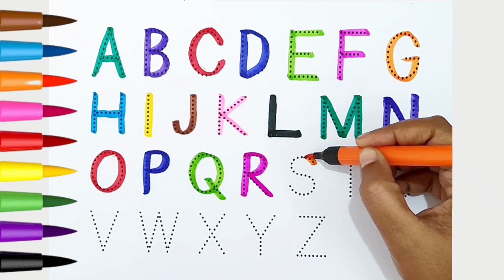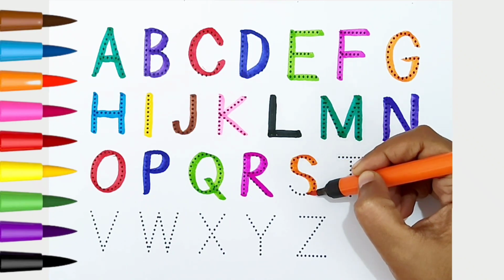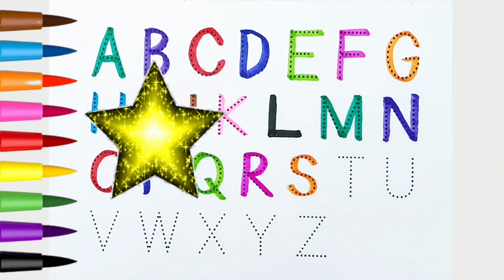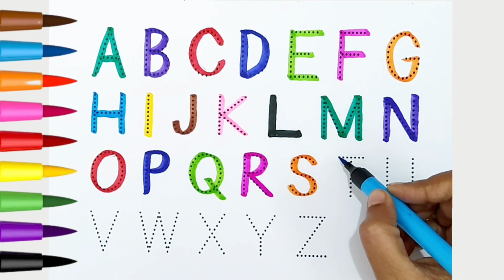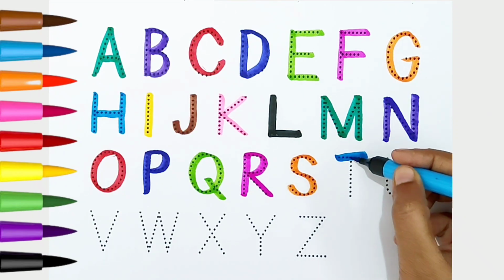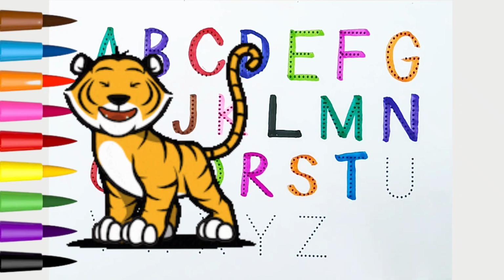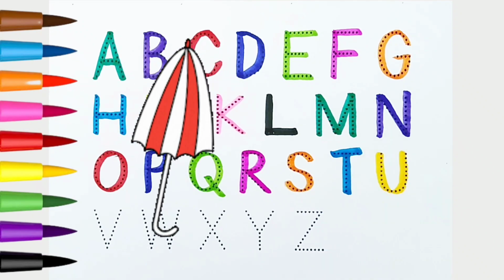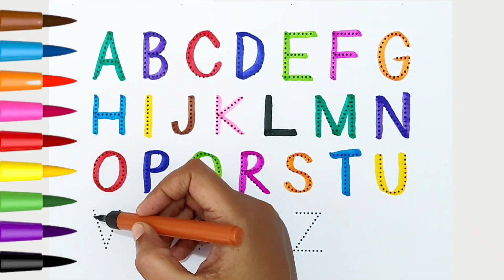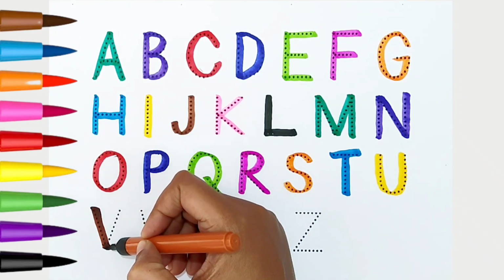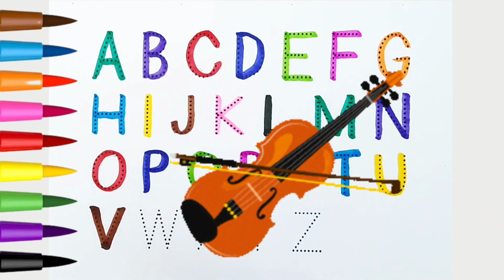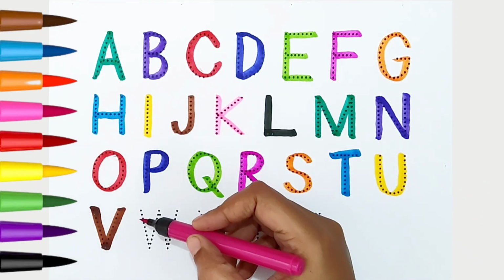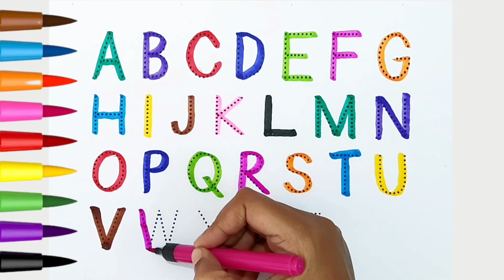S, orange color. S is for star. T, light blue color. T is for tiger. U, yellow color. U is for umbrella. V, brown color. V is for violin. W, dark pink color. W is for water.